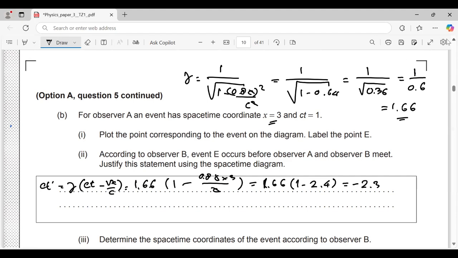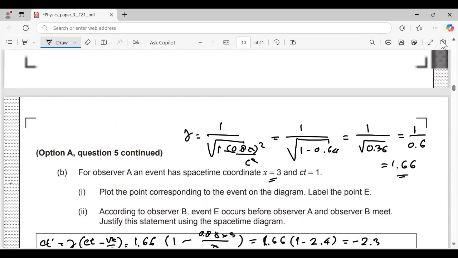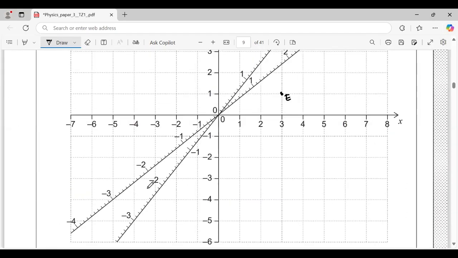Next, on the ct' axis we're going to find minus 2.3. Minus 2.3 is this one: 1, 2, 3. And we're going to create the strike line from E, from coordinate point E to here. You may create the strike line using your ruler.